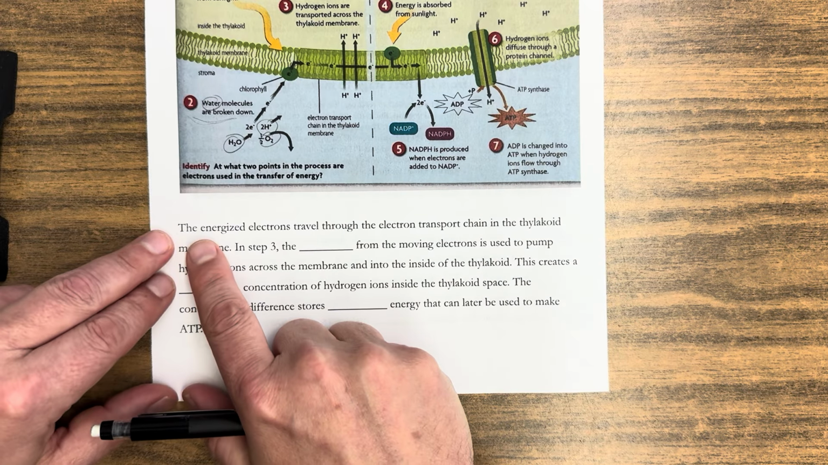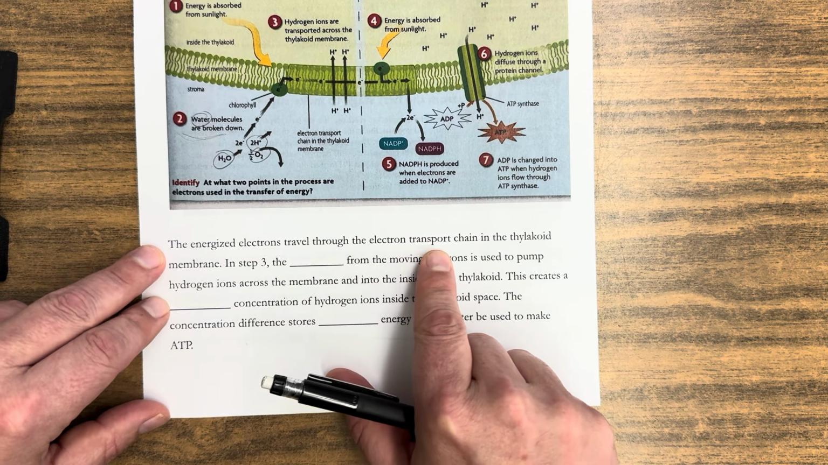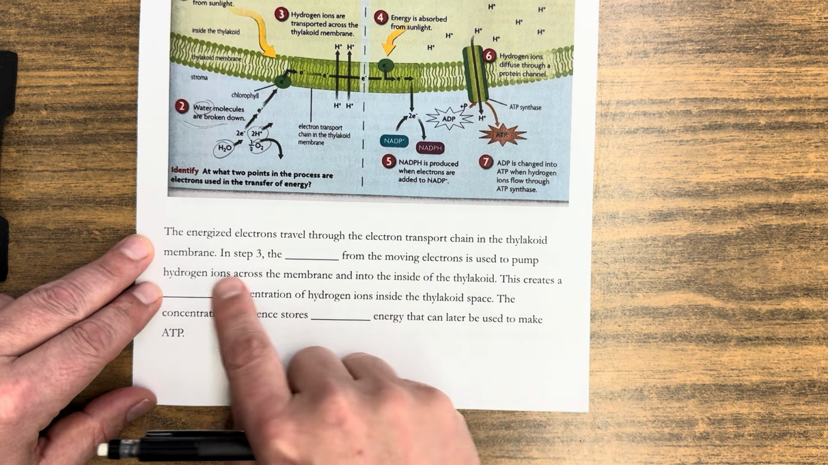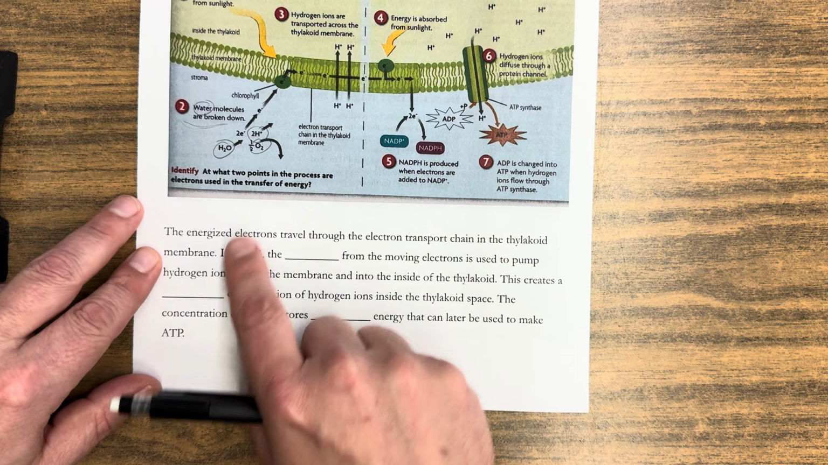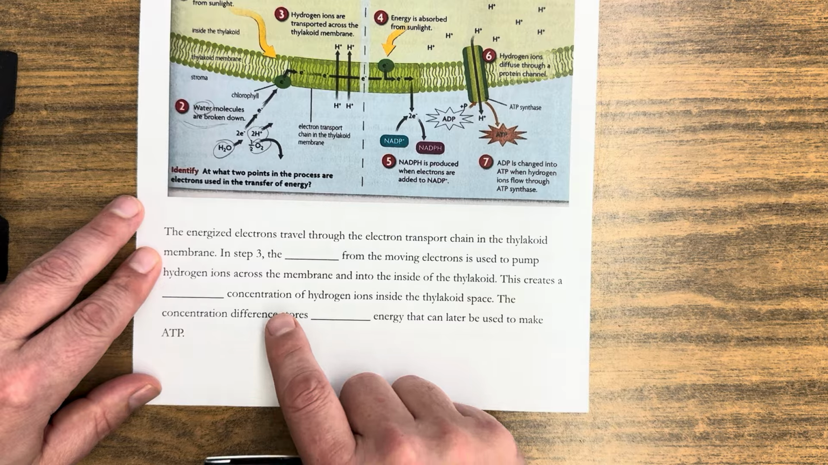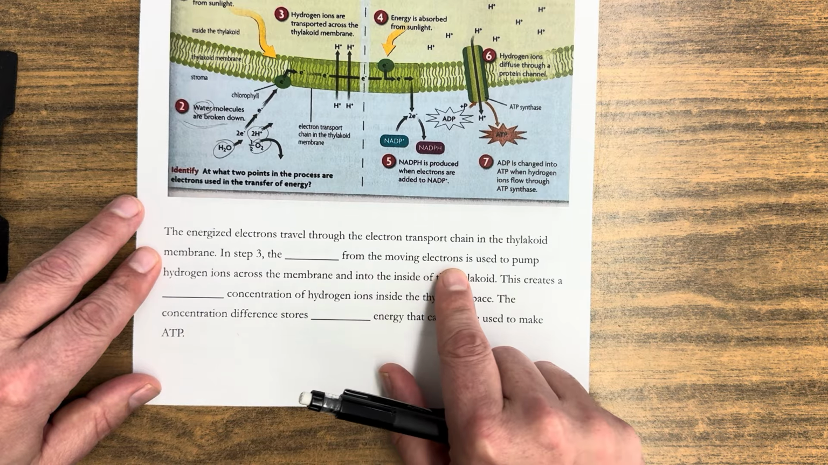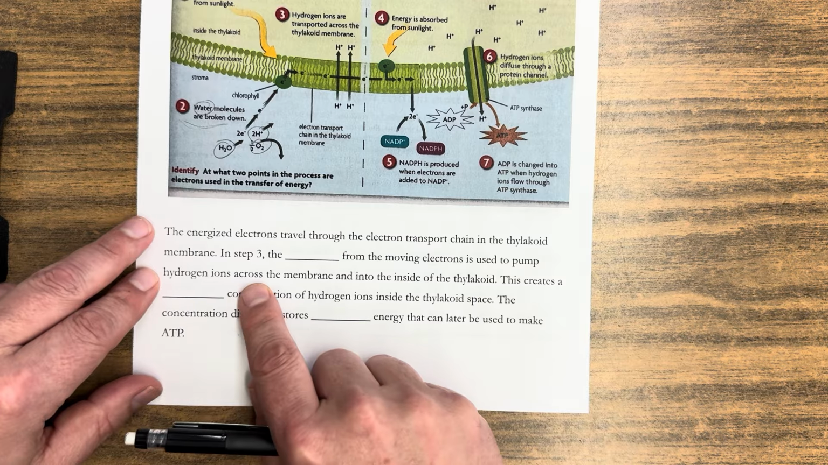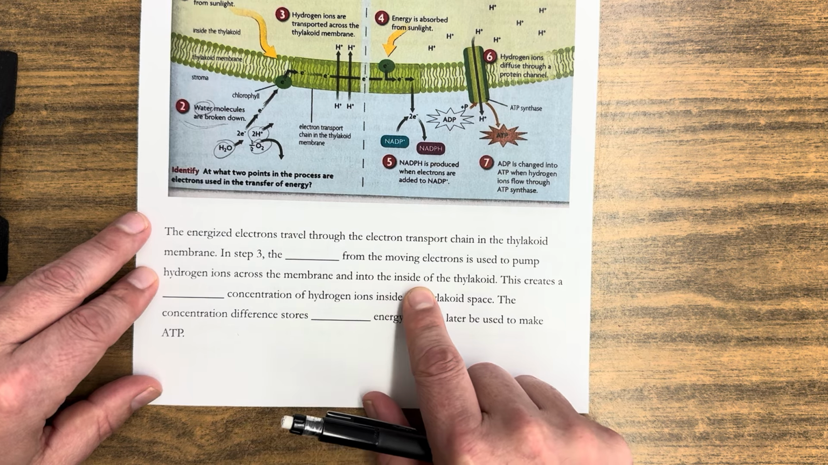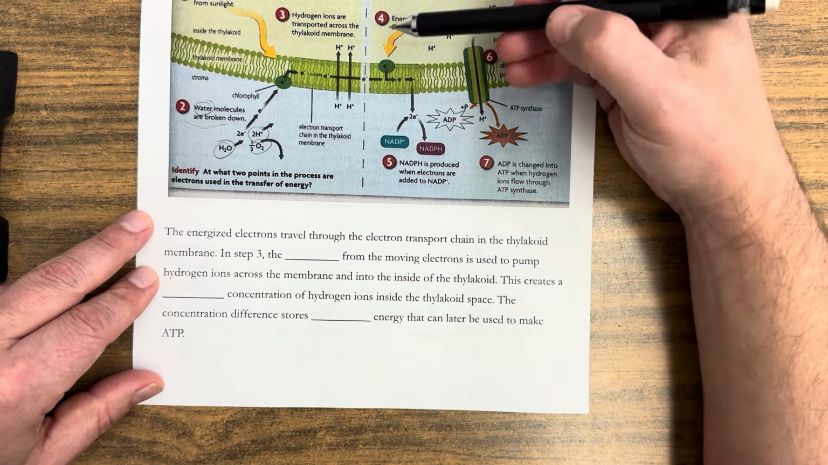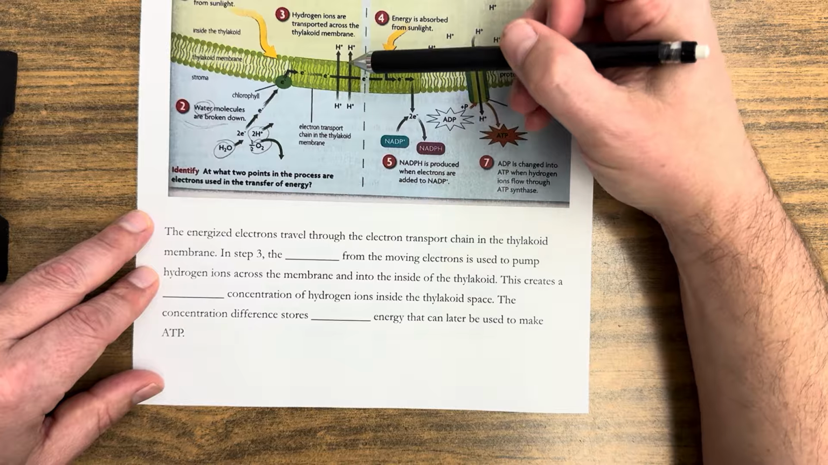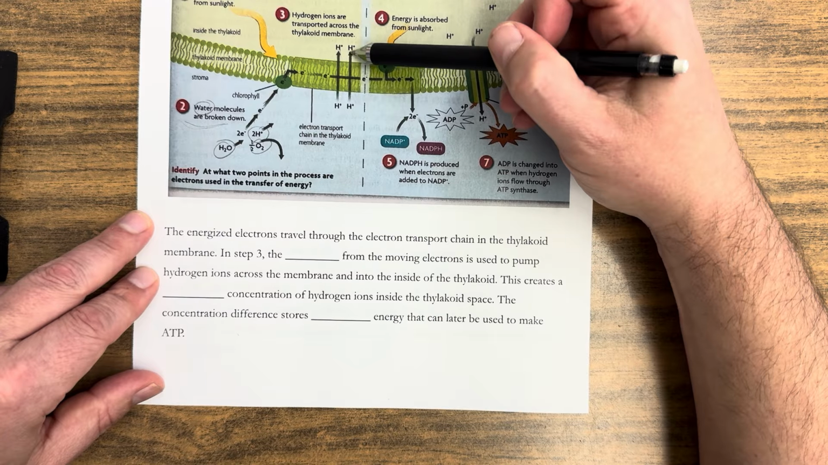Let's move on. The energized electrons travel through the electron transport chain in the thylakoid membrane. So that's these ones moving here. In step 3, the energy from the moving electrons is used to pump hydrogen ions across the membrane and into the inside of the thylakoid. Okay, so in step 3, we are pumping hydrogen ions across.